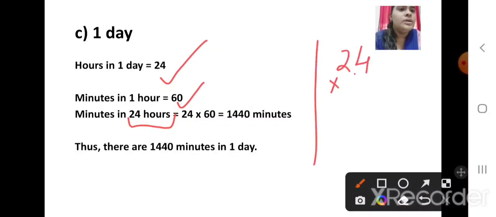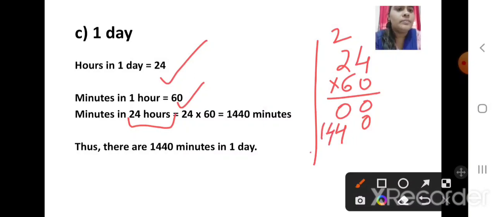24 into 60. Then put 0, 0. Put one more 0. 6 4s are 24. 6 2s are 12. 11, 12, 13, 14. So what is our answer? Our answer is 1440 minutes. Okay? So there are 1440 minutes in one day. Okay? Please write down all the steps. Do the multiplication also.